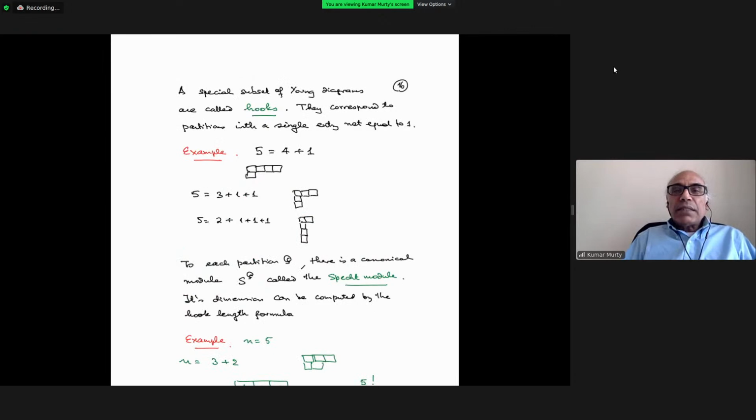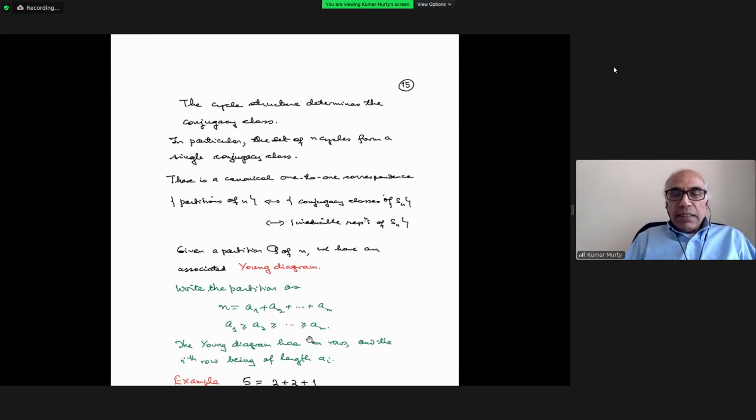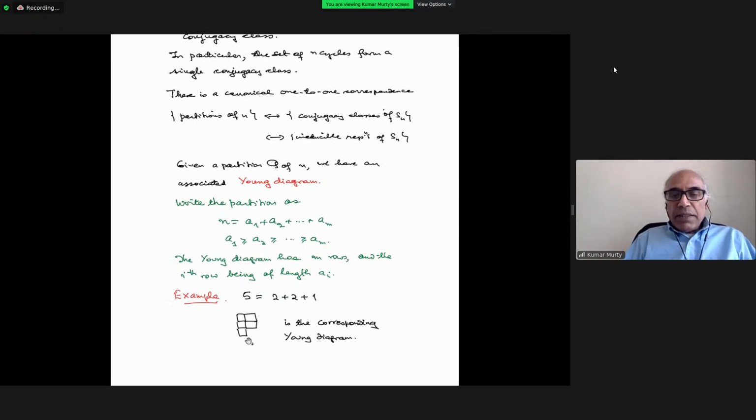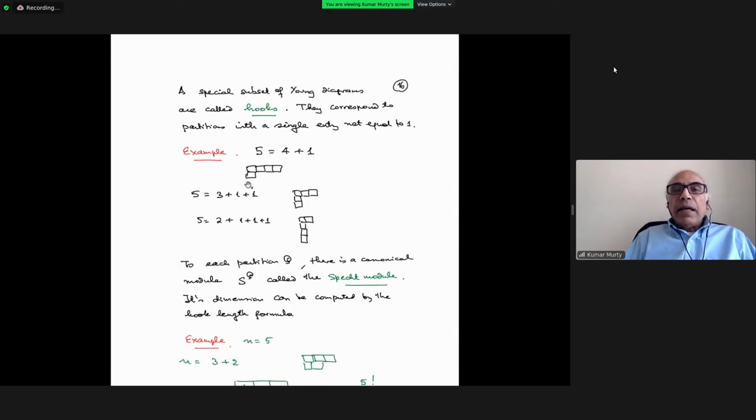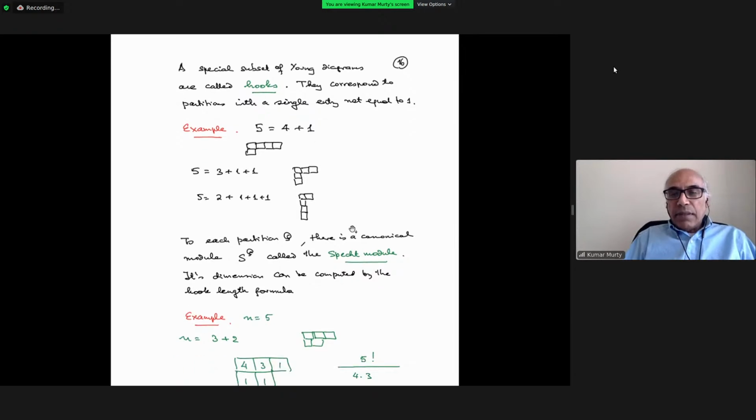Now, a special subset of Young diagrams. I can make a lot of these diagrams, but there's a special kind called a hook diagram. Because they look like hooks, they correspond to partitions where there's only a single entry not equal to 1. For example, you write 5 as 4 plus 1, then there are 4 blocks and a single block here. If you write 5 as 3 plus 1 plus 1, there are 3 blocks, then a 1 and a 1. Similarly, 2 plus 1 plus 1 plus 1, there are 2 here, and then 1, 1, 1. All of these are examples of hooks. There's only one entry which is not equal to 1, and the others are all 1s.